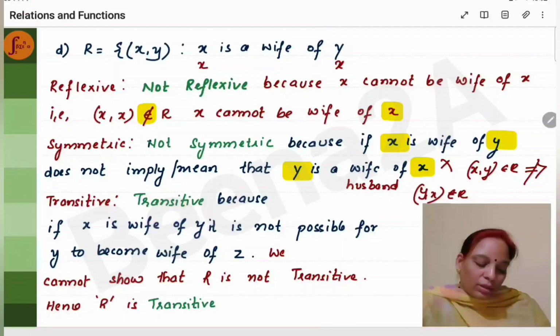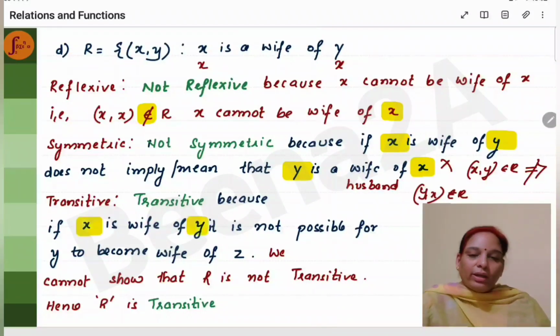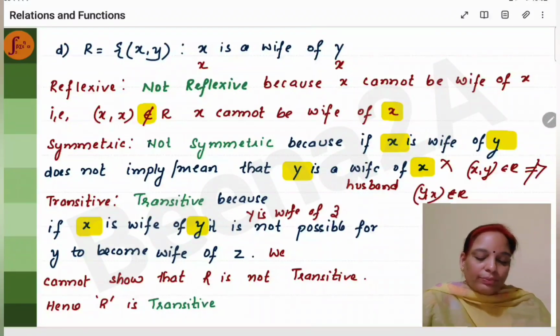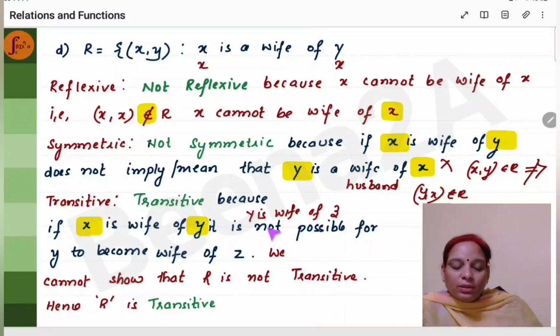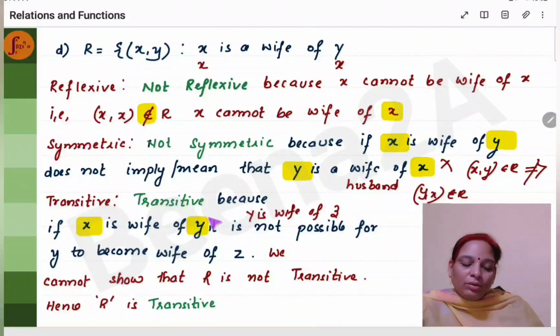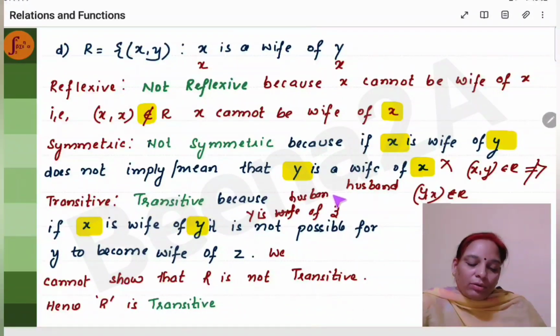Now transitive. If x is a wife of y, what is the next condition? y is wife of z. Can it be possible? If x is wife of y, can y be wife of z? It's not at all possible, right? If Sita, for example, is wife of Ram, can Ram be wife of somebody? It's not possible. No, Ram cannot be wife at all. Ram can only be husband.